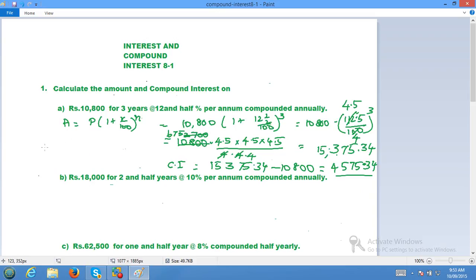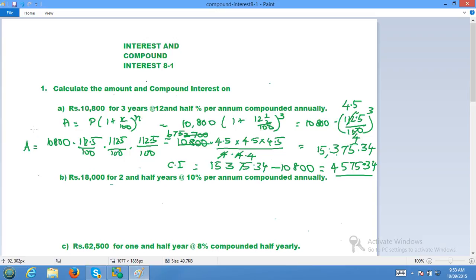So how does this formula come? A is equal to the principal amount multiplied by the first year's amount including principal plus interest, which is 112.5 divided by 100. Next year, over this you again calculate 112.5 divided by 100. Third year, again the whole amount is multiplied by 112.5 by 100. That's how you get the formula also.